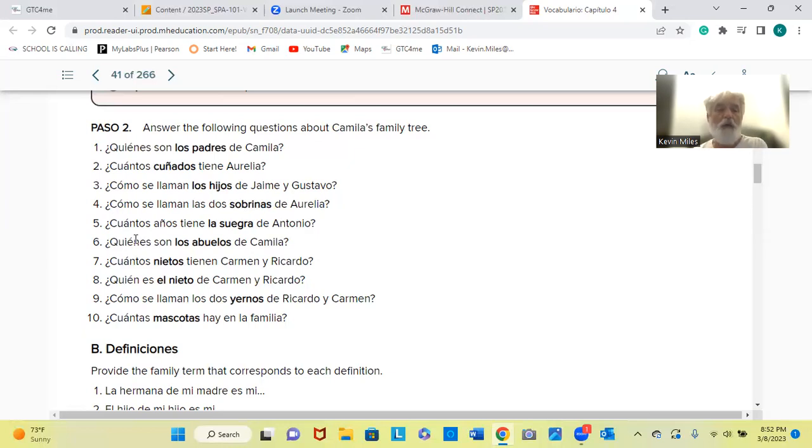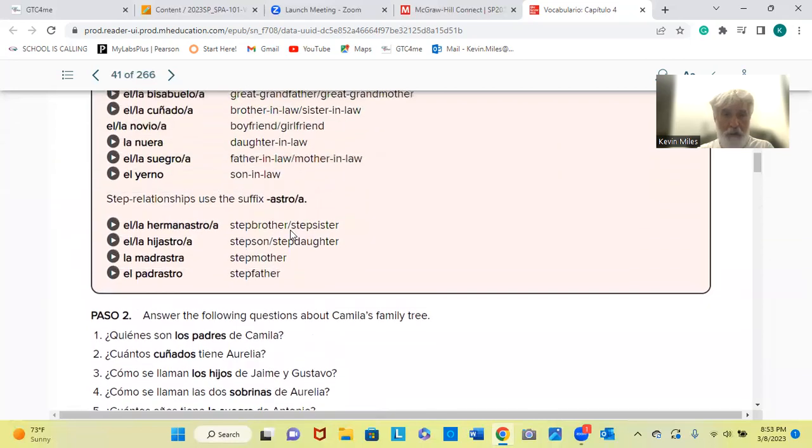Okay. ¿Cuántos años tiene la suegra de Antonio? So we have to know what a suegra is. So a suegra is what? It's a mother-in-law. You should know that by now. So what does la suegra de Antonio mean? It means Antonio's mother-in-law. So you go up to the family tree and you can read that off. So ¿cuántos años tiene la suegra de Antonio? How old is Antonio's mother-in-law?